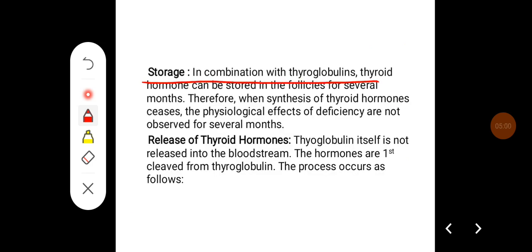In combination with thyroglobulins, thyroid hormone can be stored in follicles for several months. Therefore, when synthesis of thyroid hormones ceases, the physiological effects of deficiency are not observed for several months.